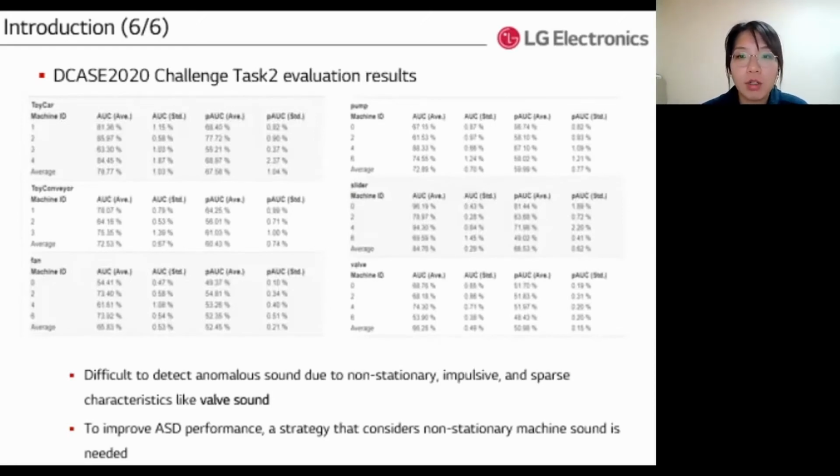One of the main difficulties of this task is that some machines, for example valves, have non-stationary, impulsive, and sparse characteristics in terms of sound. Therefore, in order to improve the performance of anomalous sound detection, we need a strategy that can also cover non-stationary machine sounds.